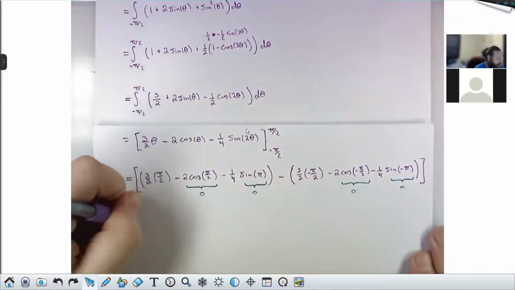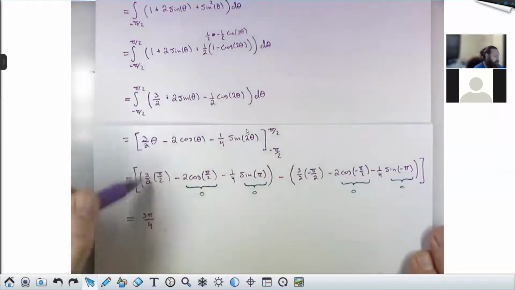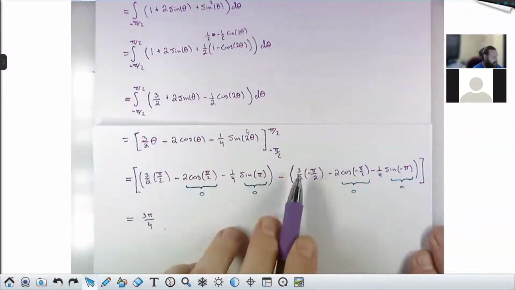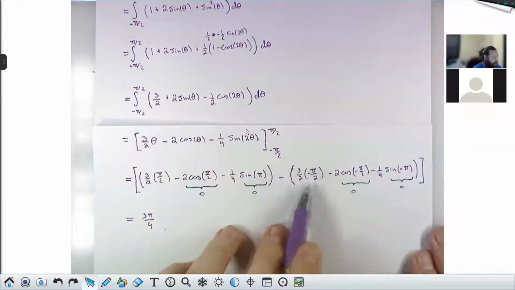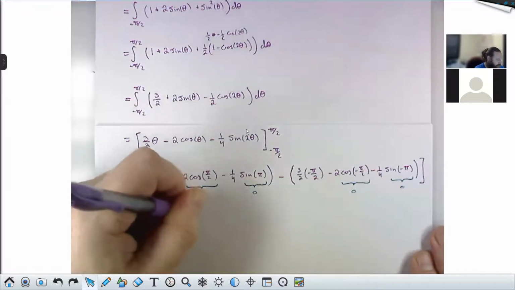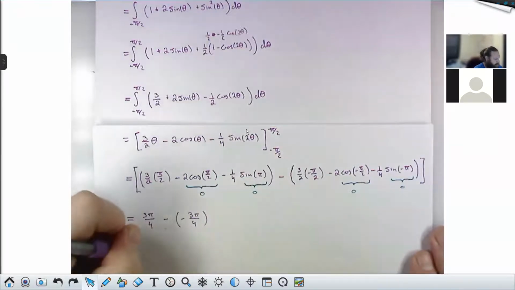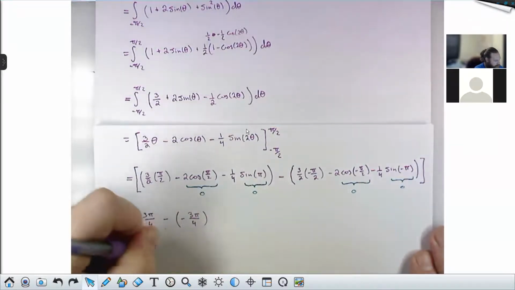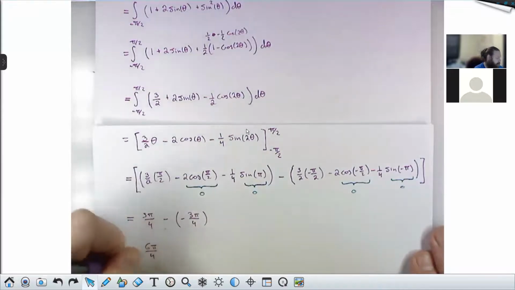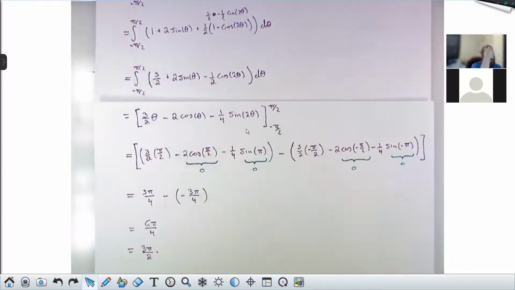So what isn't 0? I've got 3 pi over 4 here, 3 pi over 2 times 2, minus 3 times negative pi over 4. So it's minus negative 3 pi over 4. And of course, minus minus makes plus, so that's 6 pi over 4 or 3 pi over 2. And that, my friends, is the answer.